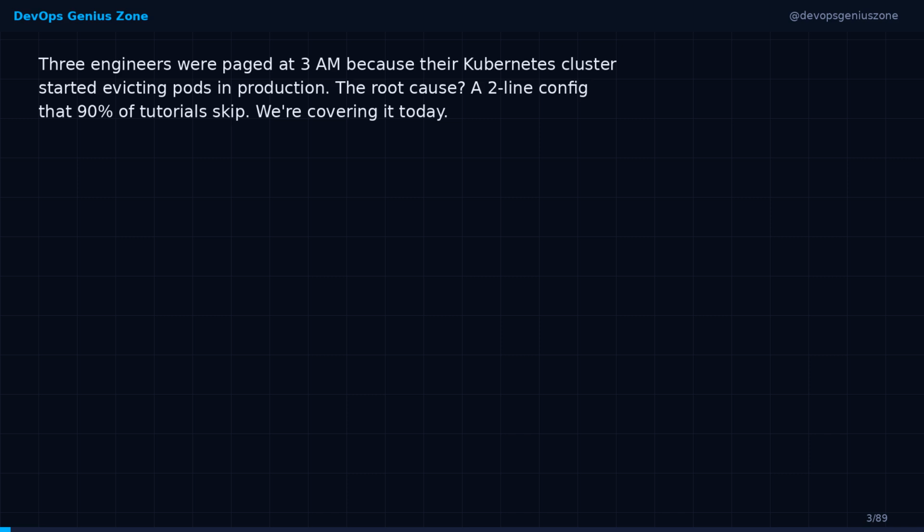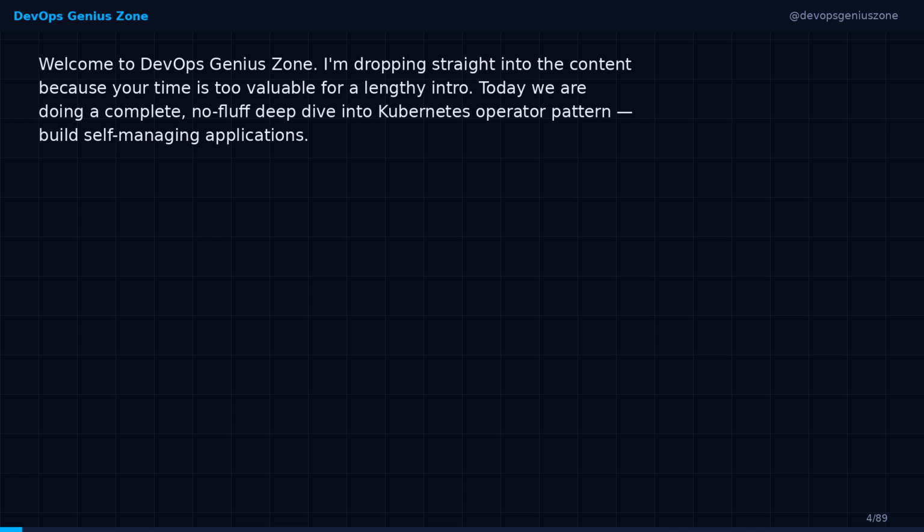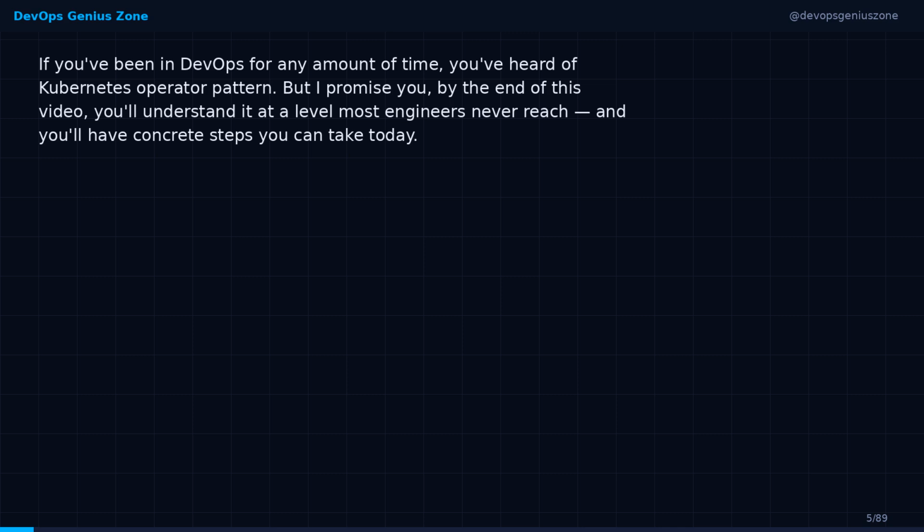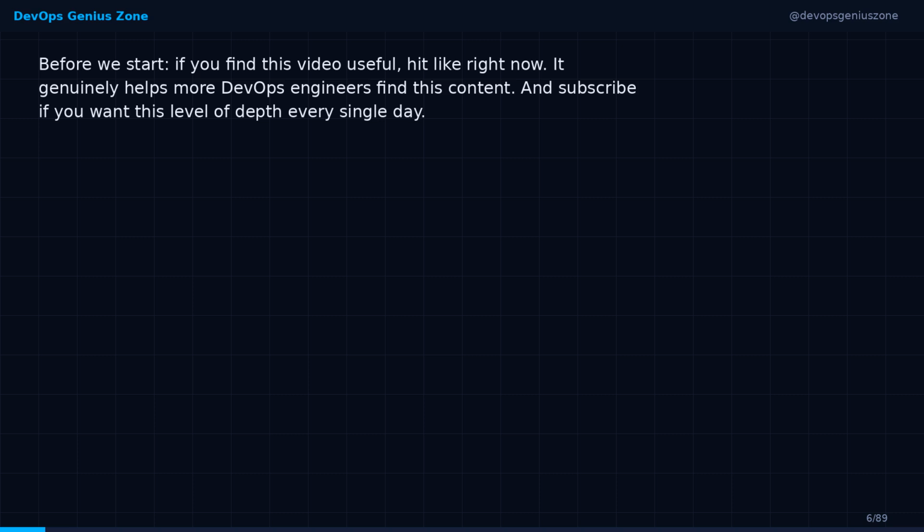I'm dropping straight into the content because your time is too valuable for a lengthy intro. Today we are doing a complete, no-fluff deep dive into Kubernetes operator pattern: build self-managing applications. If you've been in DevOps for any amount of time, you've heard of Kubernetes operator pattern. But I promise you, by the end of this video, you'll understand it at a level most engineers never reach, and you'll have concrete steps you can take today.